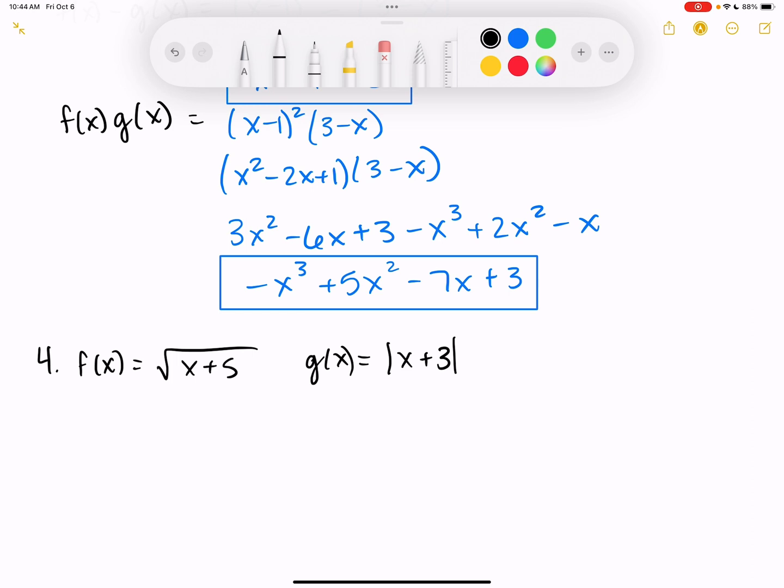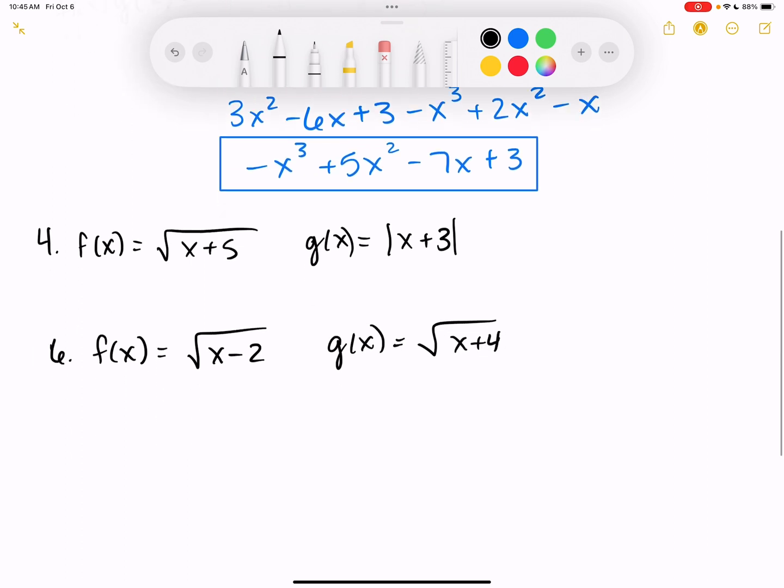All right, so we took care of adding, subtracting, and multiplying. Now we're going to look at dividing. So now they want f divided by g and g divided by f. Sometimes there might be work that we can do and other times there won't be. So with 6, we've got f of x equal to the square root of x minus 2 and g of x equal to the square root of x plus 4. So I have f over g first: the square root of x minus 2 over the square root of x plus 4.